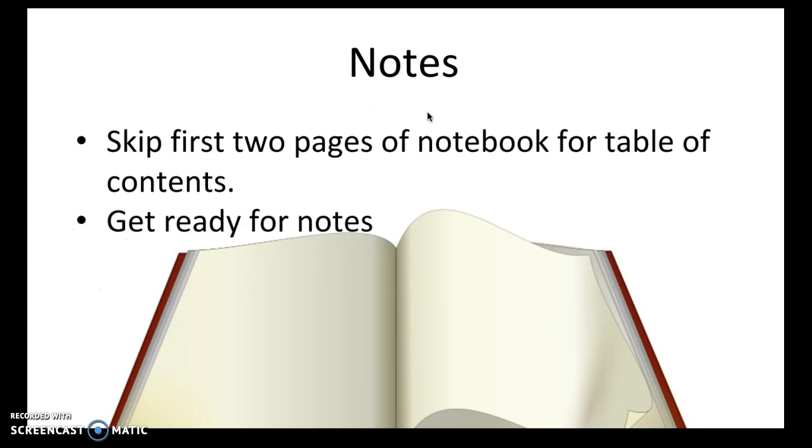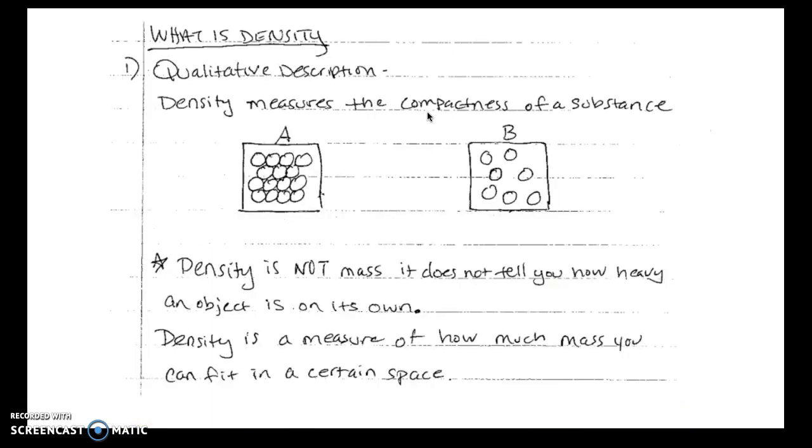All right, so now it's time for some notes. We did our overview. You don't have to skip the first 2 pages of your notebook because you did that already, but you just go straight to the next page of your notes at this point. Here are the first notes you're going to take down. What is density? Go ahead and copy these notes down while I read them out loud.